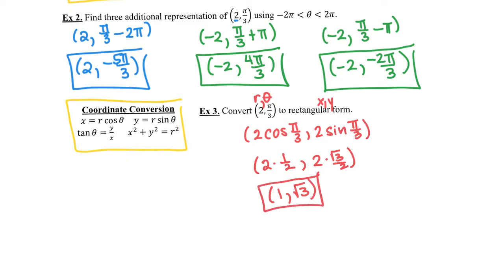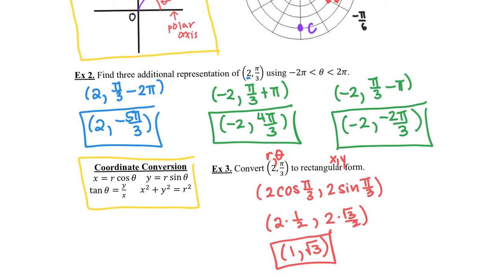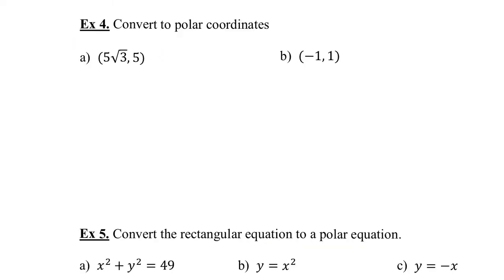Let me look back at my graph and see if that seems reasonable. Okay, so if I was at point A, if I went right 1, that matches. Up root 3, that's entirely possible. So if I was graphing it in the xy plane, it would still represent point A. This would just be in rectangular coordinates. Now I'm going to go the opposite way.